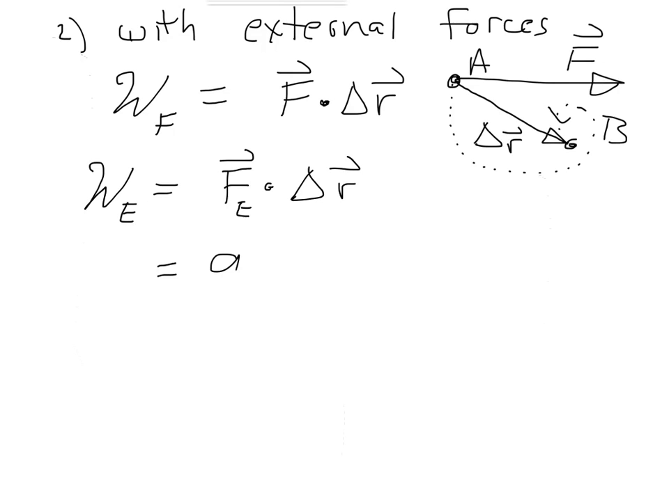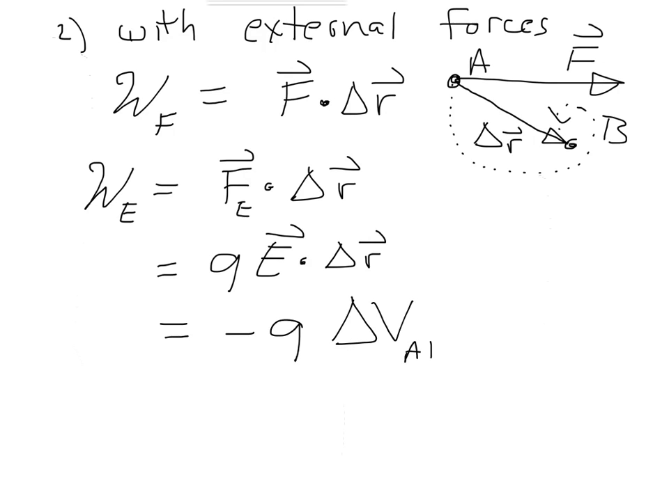This, we know, will be Q times the electric field dotted into delta r. But using the definition of the change in potential, or the relationship between the change in potential between 2 points, in this case between point A and point B, and this formula here, we realize that this can be written as minus Q delta V. And then again, I'll put a subscript AB to indicate that this is the potential B minus A.